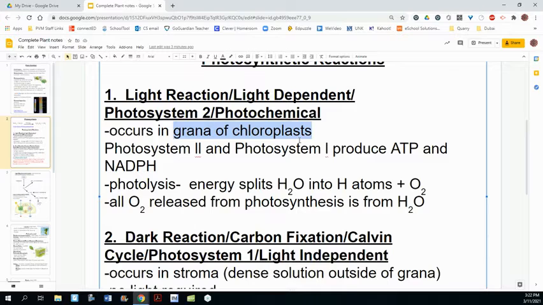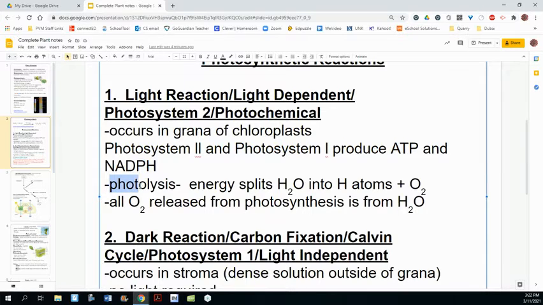So chloroplasts have stacks of green discs called grana, and they're just membrane bound, in order to use those membranes to create ion gradients, charged particle gradients. So photosystem 2 and photosystem 1 both produce ATP and NADPH, right? And those are energy carrying molecules.